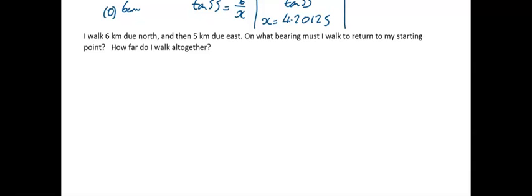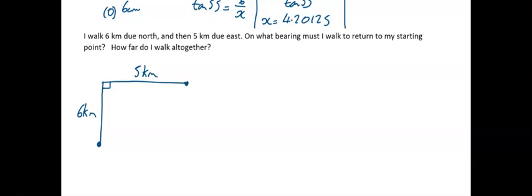This question says, I walk 6 kilometers due north and then 5 kilometers due east. On what bearing must I walk to return to my starting point? How far do I walk altogether? So, quite a tricky question. It says I walk 6 kilometers due north. So that's 6 kilometers if this is my starting point. So 6 kilometers up. And then I'm going 5 kilometers east. And this is where I end up.